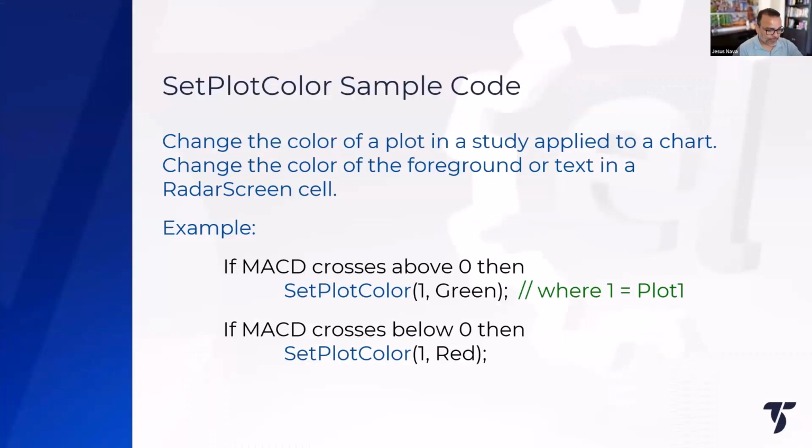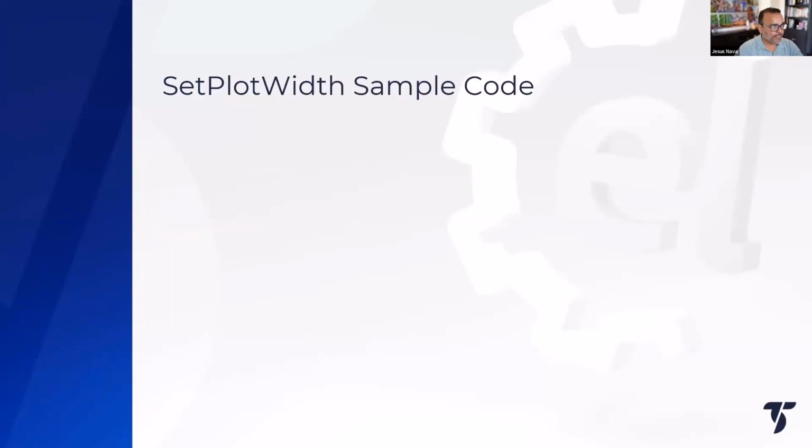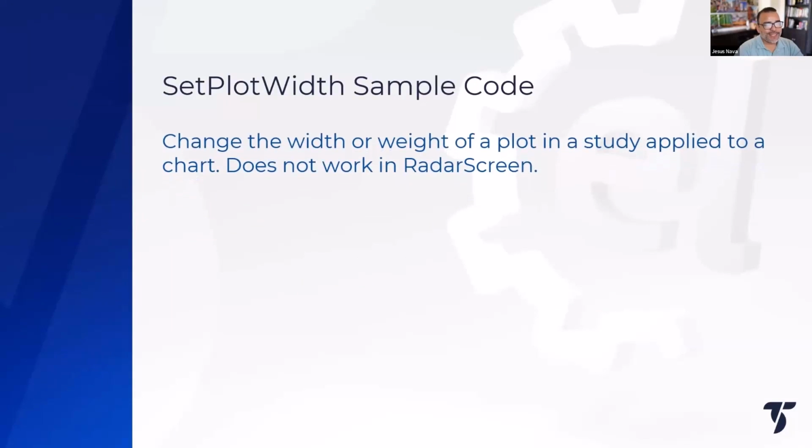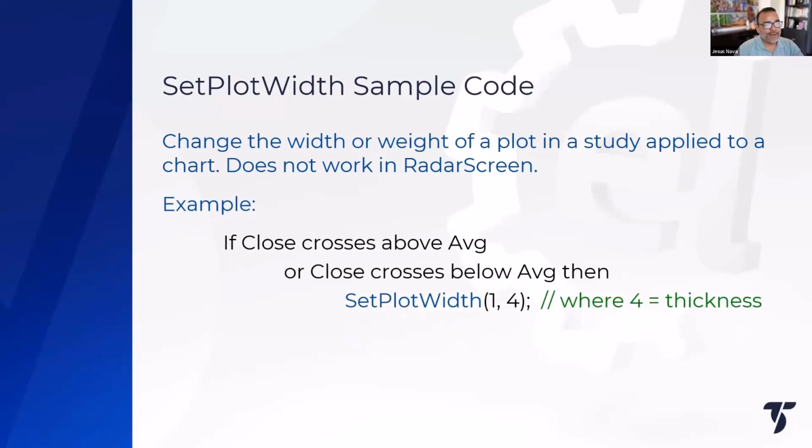Let's continue on with my presentation of the PowerPoint. Set plot width sample code. This allows you to change the width of a study, and it does not work in radar screen because there's no line there for you to change the width of. This is an example: if close crosses above average or close crosses below average, then set plot width 1, 4. Now notice the note there, 4 means the thickness.